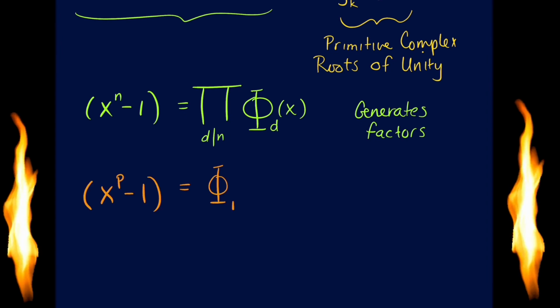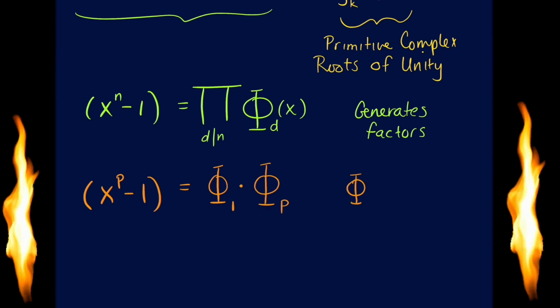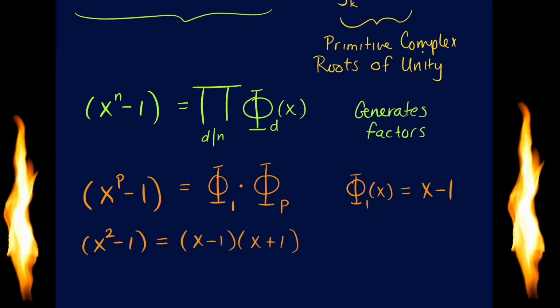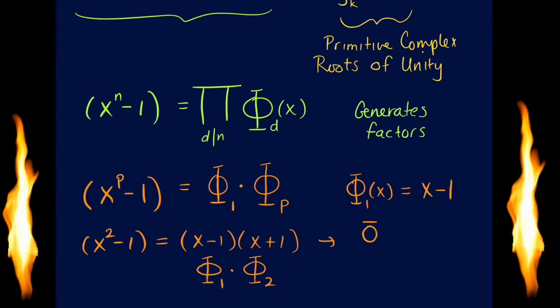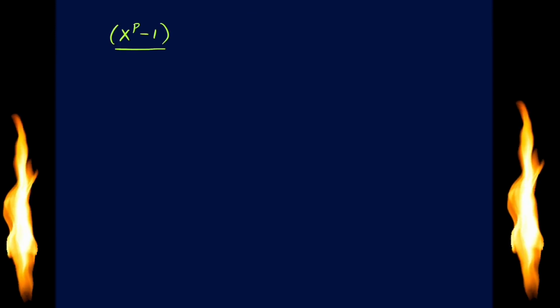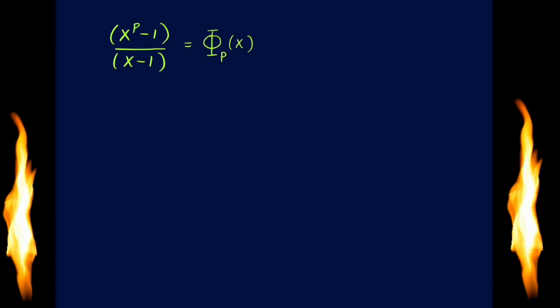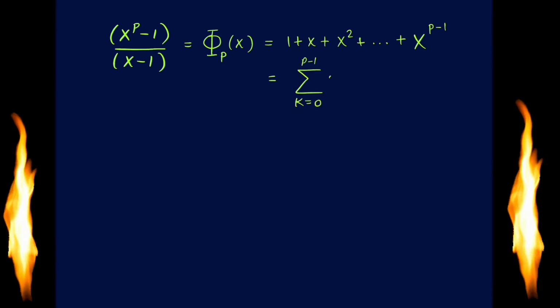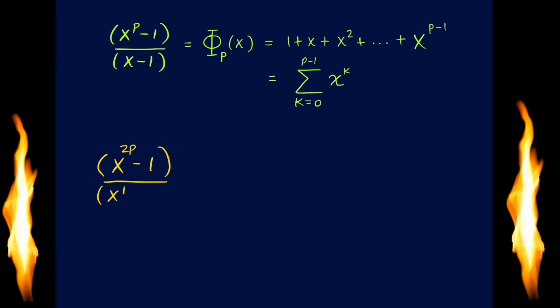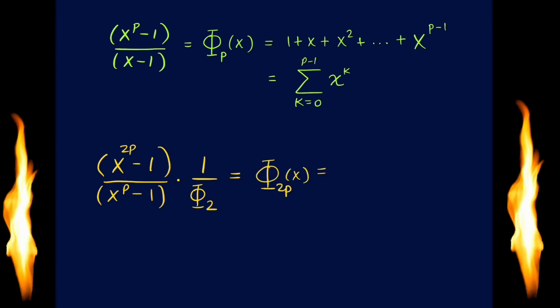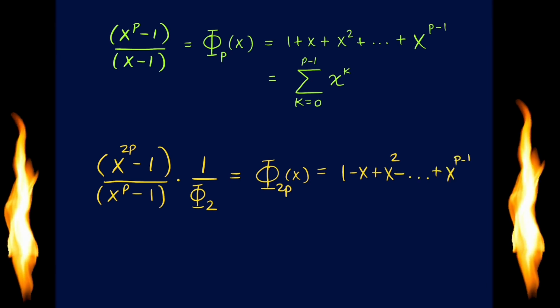So x to the prime power p minus 1 can be written as phi of 1 multiplied by phi of p. The large pi symbol means a product. So the first cyclotomic polynomial works out to be x minus 1. And factoring x squared minus 1, we can get a factorization that way. So in general, x to the p power minus 1 over x minus 1 is what we call the cyclotomic polynomial phi p of x. And it's basically a power series in x, all the way up to the power of p minus 1. And for powers that are multiples of primes, we can write out the factorization as an alternating series as well.